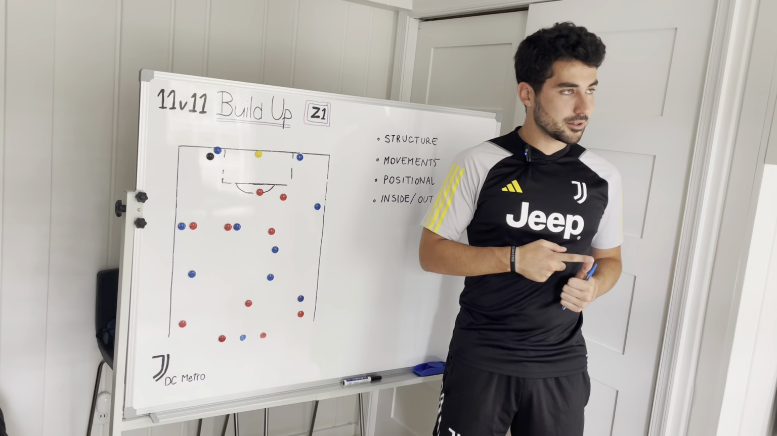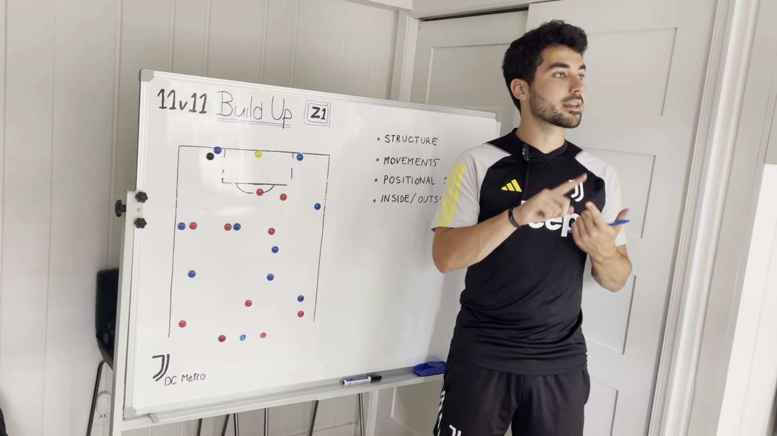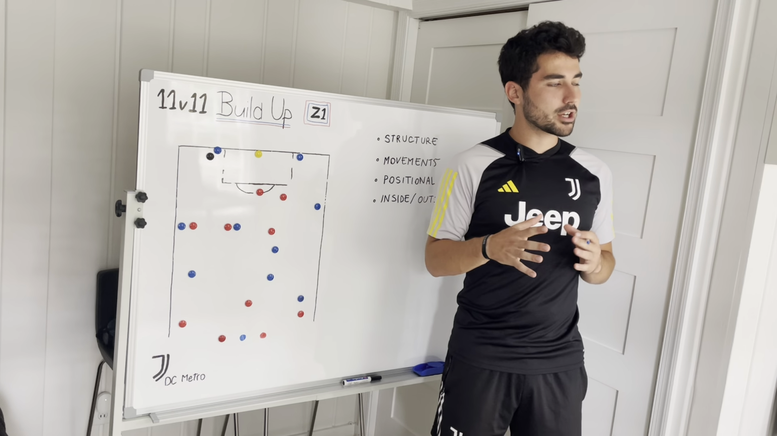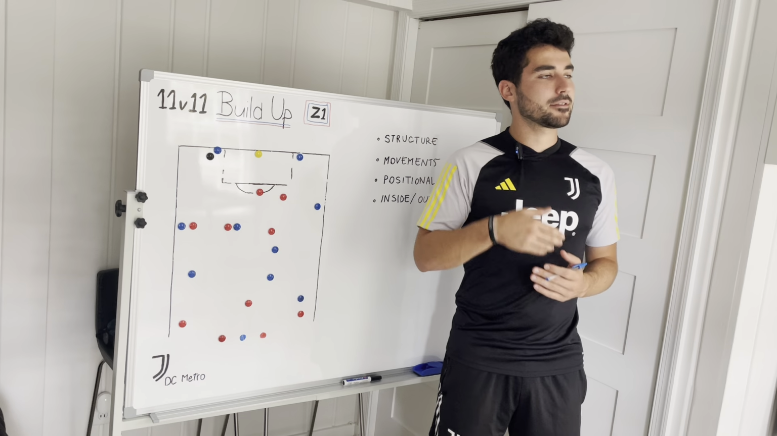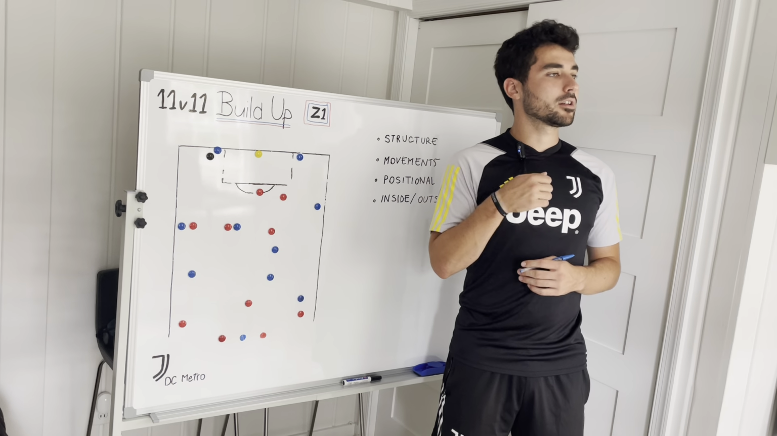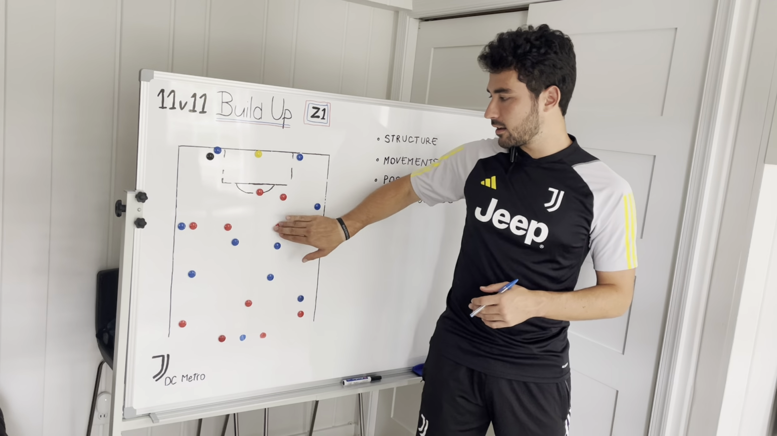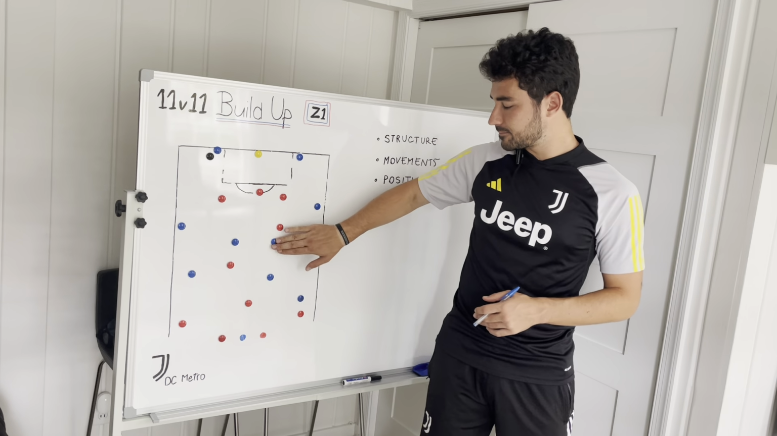We can create triangles, we can create positional triangles, or we can create positional diamonds. And the creation of those positional shapes will naturally give players options to play out of the back and beat the press that will be playing against us.